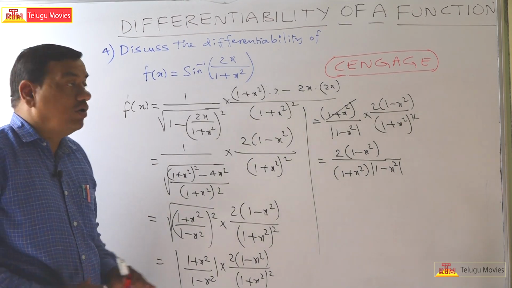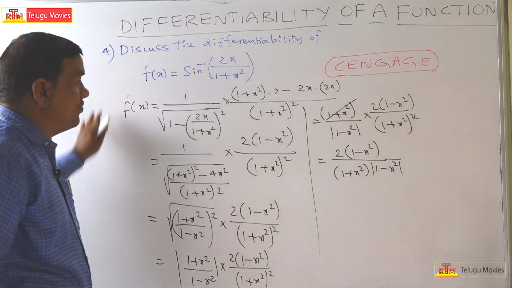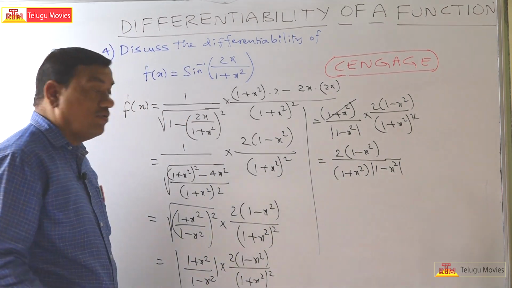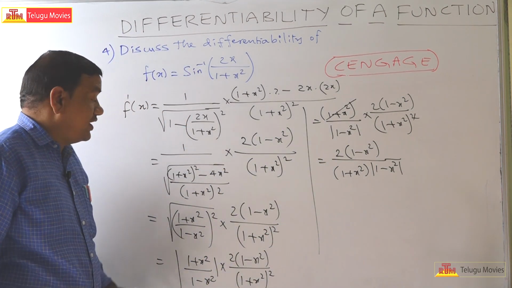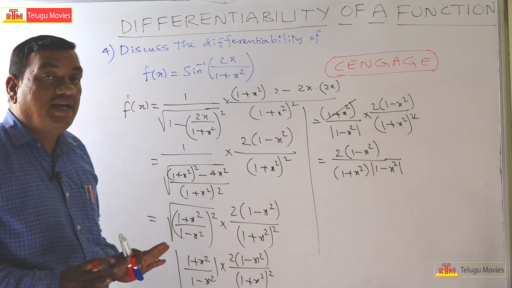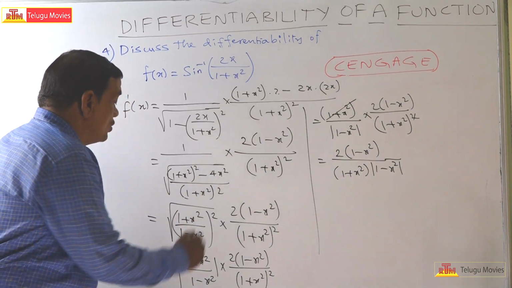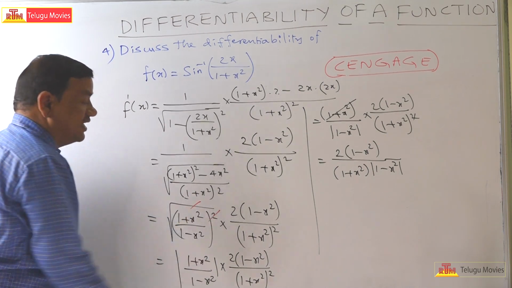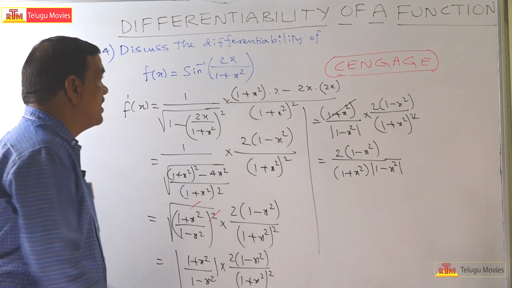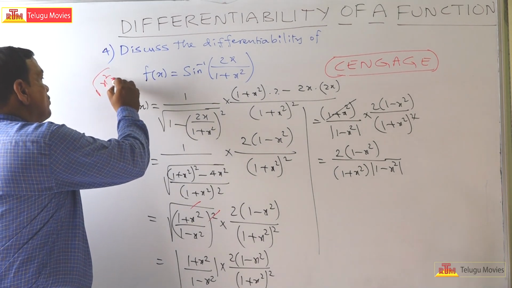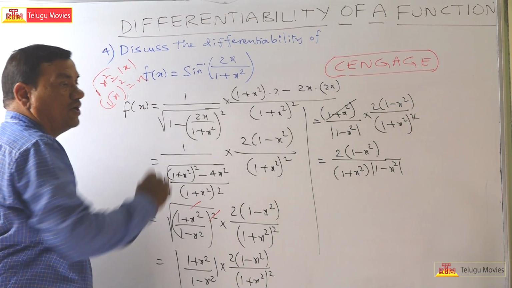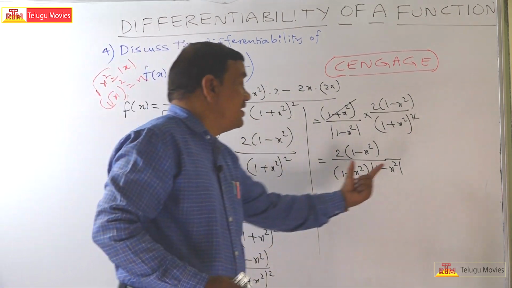Whatever may be the given function, I have found the derivative of that function. Here, be careful, as you are IIT students preparing for the IIT JEE Mains examination. Generally students will start cancelling like that. Don't do that. Why? Because we have the property: root of x square is equal to mod x, whereas root x whole square is equal to x. So we got the modulus here.